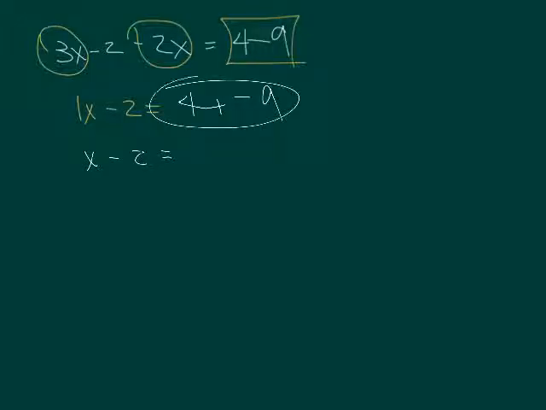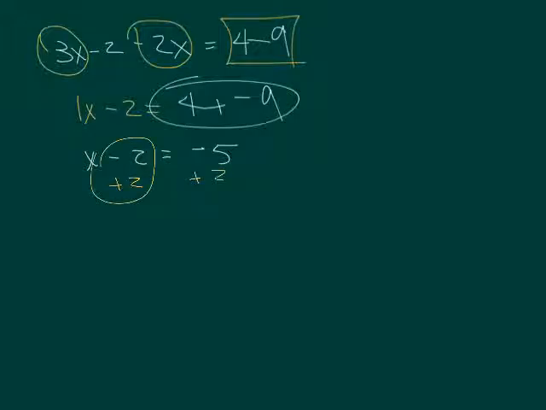Alright, so let's leave this side alone. 4 plus -9. Signs are different. We take the difference between the two, put the sign of the largest number there. Alright, so we have a -2 right here. We want that to go away. So remember, when we have a -2, if we add 2 to both sides, that will make it go away. So we're going to add 2 to both sides.